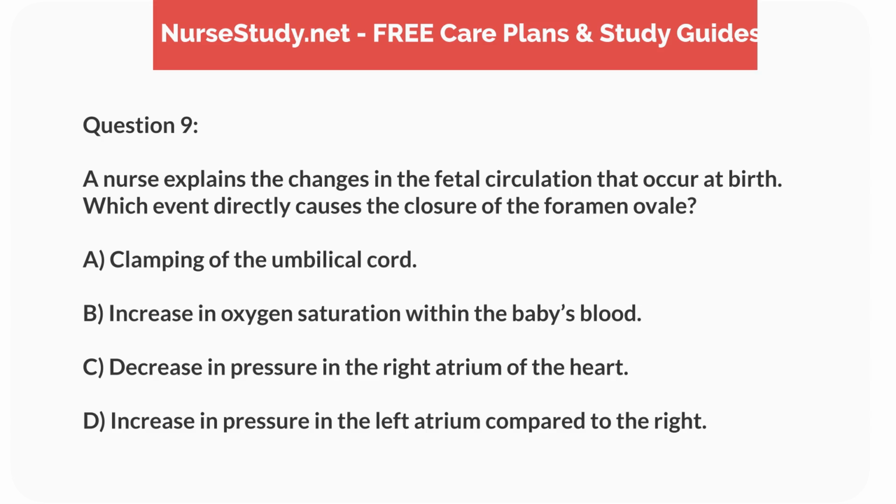Question 9. A nurse explains the changes in the fetal circulation that occur at birth. Which event directly causes the closure of the foramen ovale? A. Clamping of the umbilical cord. B. Increase in oxygen saturation within the baby's blood. C. Decrease in pressure in the right atrium of the heart. D. Increase in pressure in the left atrium compared to the right.